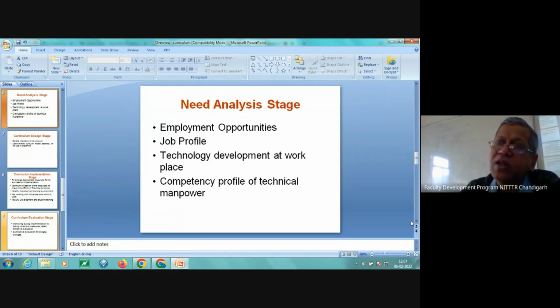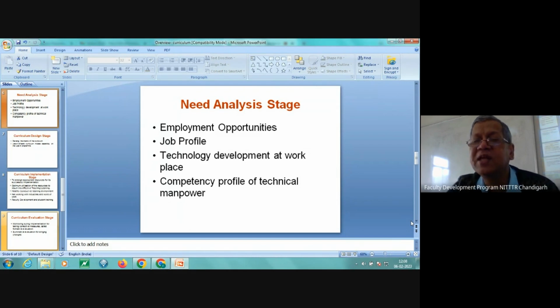Maybe they are involved in quality control. Maybe they are involved in marketing, or they are involved in manufacturing. So what activities will our student be doing? Or they are involved in production planning, or they are involved in preparing programs, writing the program, coding. So activities, focus on activity. Job profile means activities. What type of activities they will be doing when they will be working in the industry, that is job profile. Another important point, my friend, at the need analysis stage is technological development.